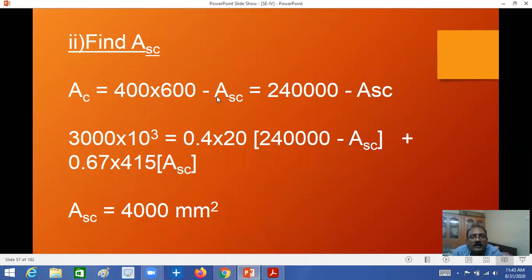Now, area of concrete is equal to the total area of concrete minus area of steel. How to calculate this? The total column section is 400 into 620, that is 2,40,000 minus Asc. And Pu, you know, substitute in the given equation. You will get area of steel, that is 0.4 fck Ac, where Ac is 24,000 minus Asc, because you will get area of concrete only. And here 0.67 fy is for area of compression steel. So here the area calculated is 4,000 mm square.